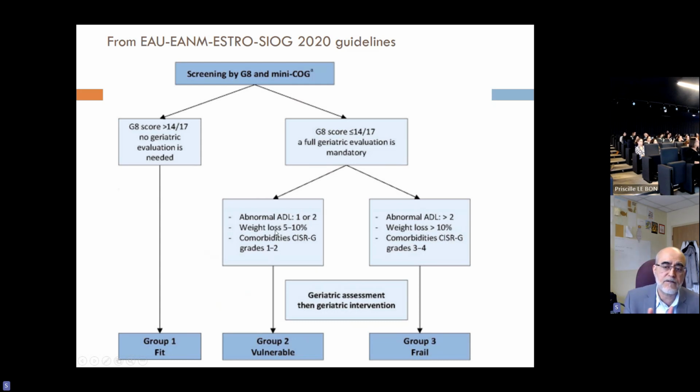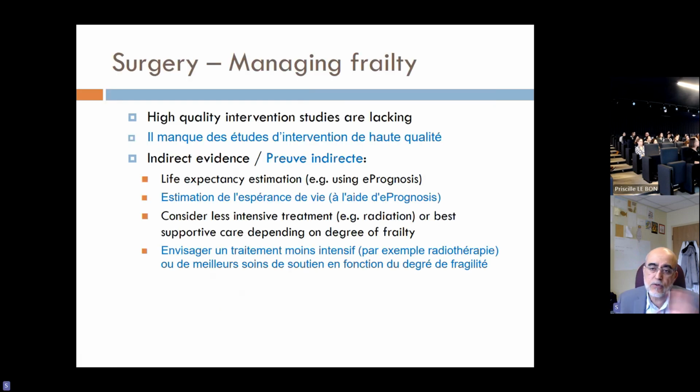And if you have a few of these abnormalities, you are considered vulnerable. And if you are considered frail, if you have more abnormalities in activities of daily living or weight loss or significant comorbidity, you should be considered for further assessment and geriatric intervention or co-management. But they don't give you more details in that guideline.